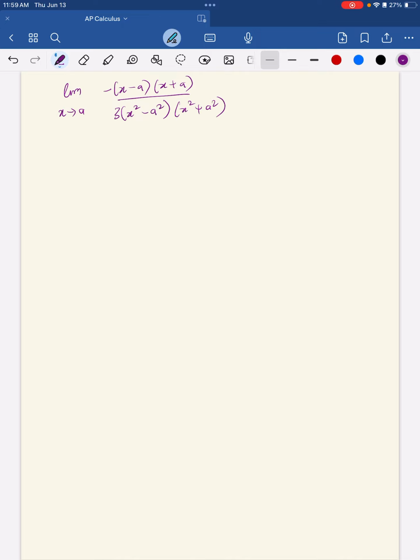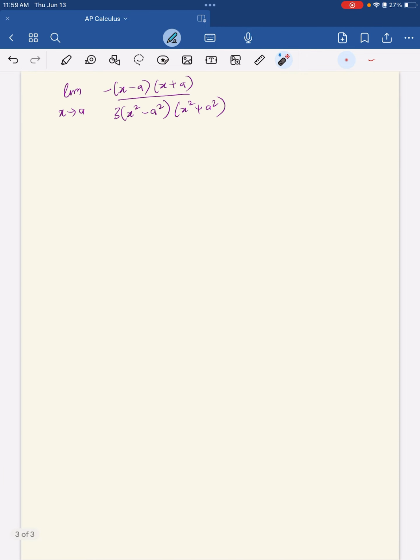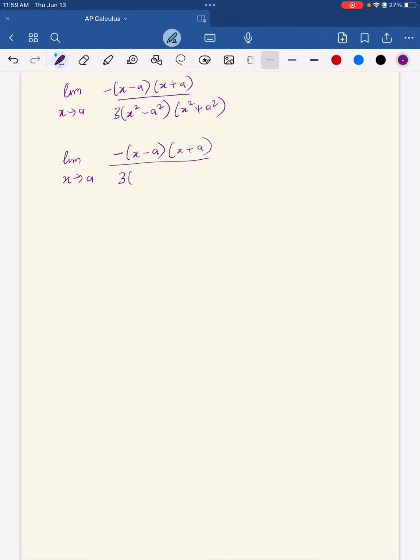All right, now I see here that I can do another difference of two squares, using this formula. So this becomes limit x tends to a of minus x minus a, x plus a, divided by 3 times x minus a, x plus a, then x squared plus a squared. If you notice, I didn't expand this one because it is a sum of two squares, not a difference of two squares, so that formula would not work in this case.